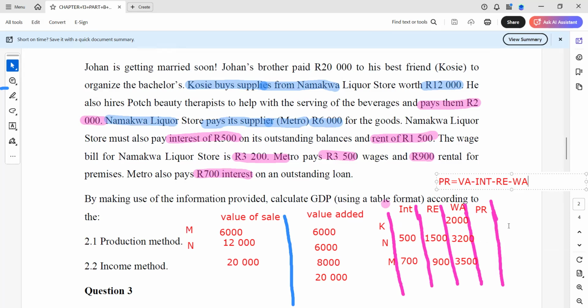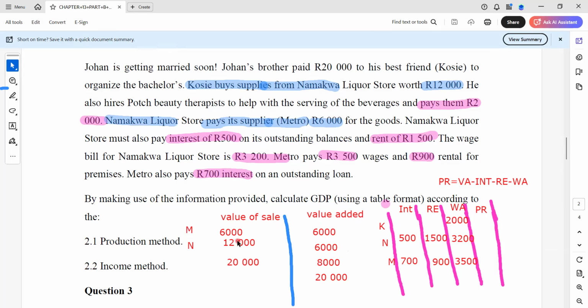So to get the profit, we're gonna say the value added, we minus the interest, we minus the rent, and we also minus the wages, right? To get the profit. You have to remember now that you see here, guys, we calculated the value added at each stage of production, right?